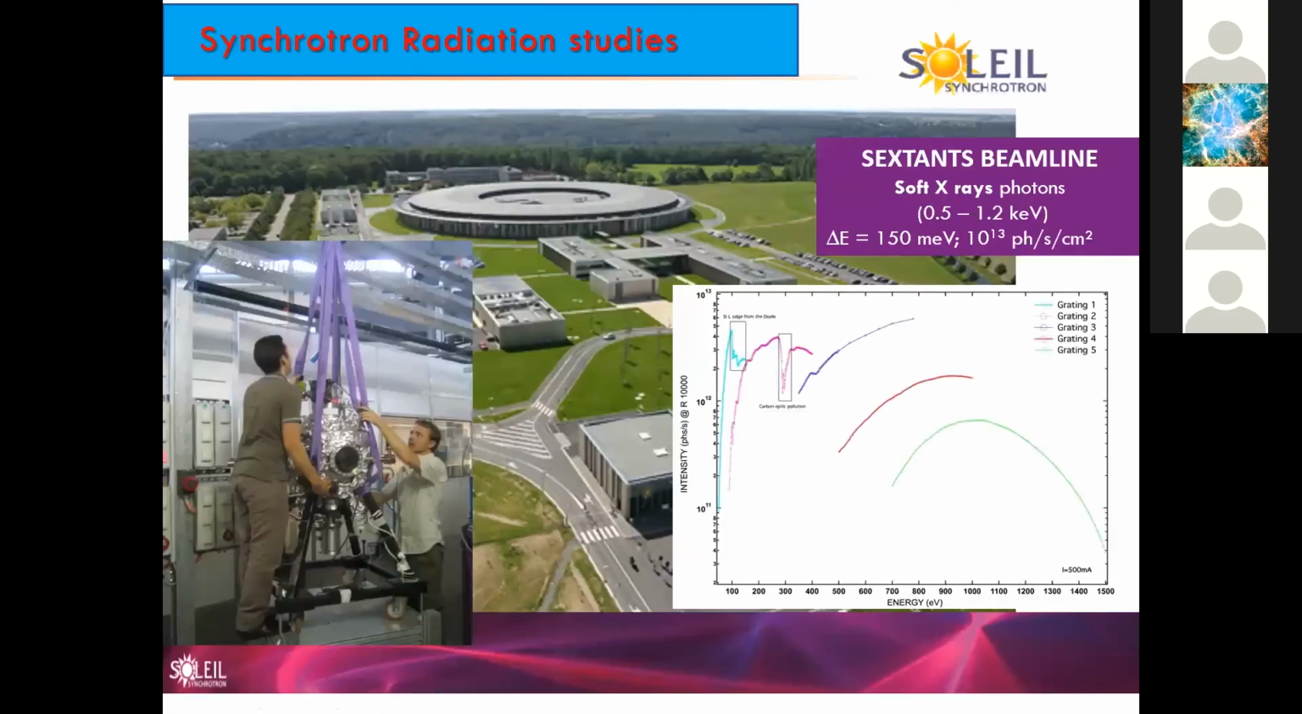Okay, so what we do is that we install an ultra-high vacuum chamber on the SEXTANTS beamline, a beamline optimized in the soft X-ray range. We are working around 500 eV, and this is a line well adapted due to its high photon flux.